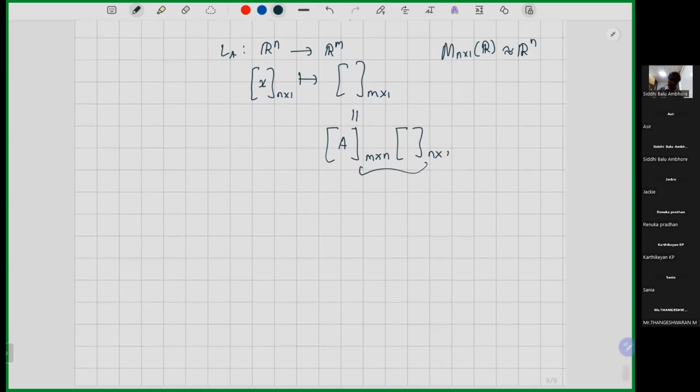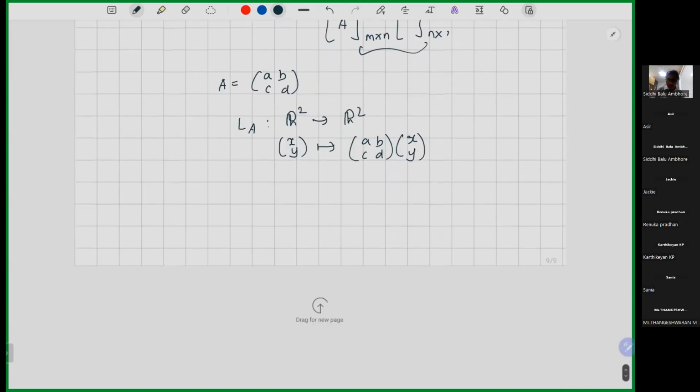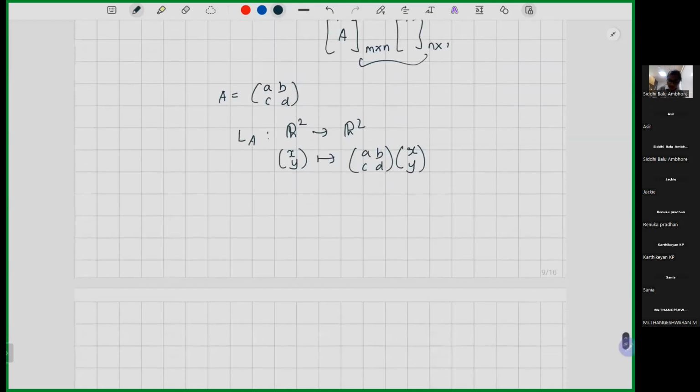For example, if A is ABCD, then since we are in 2 cross 2, LA for this A is R2 to R2, such that any XY goes to the matrix multiplication result. And if I have this matrix B, E, F, G, H, then LB from R2 to R2 takes XY to E, F, G, H.